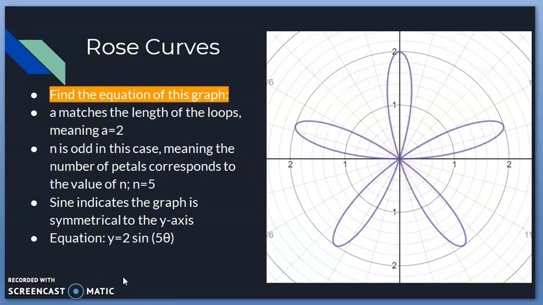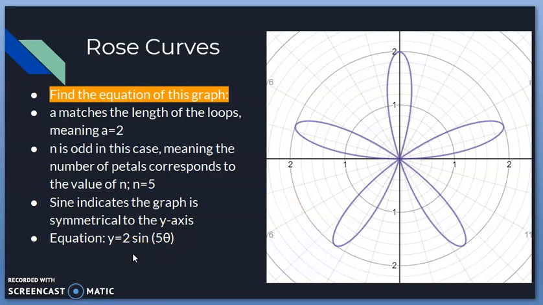We know we have a Rose curve here, so let's observe some things about it. A matches the length of the loops, so each petal, each loop goes out to 2. We have 1, 2, 3, 4, 5 petals, meaning n is odd. So the number of petals will correspond to the exact value of n. So in this case, n is 5. This is symmetrical to the y-axis and does not go through the x-axis at all, meaning we're using sine. So our equation equals y equals 2 sine 5 theta.